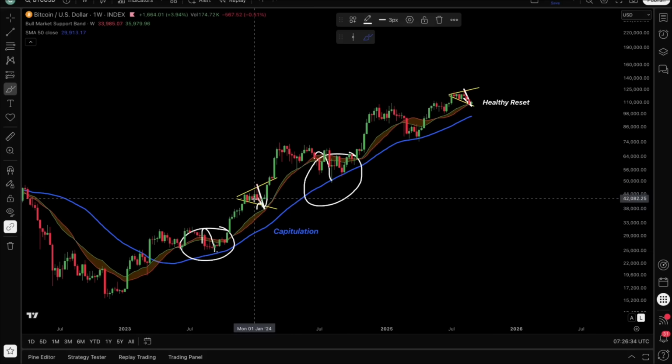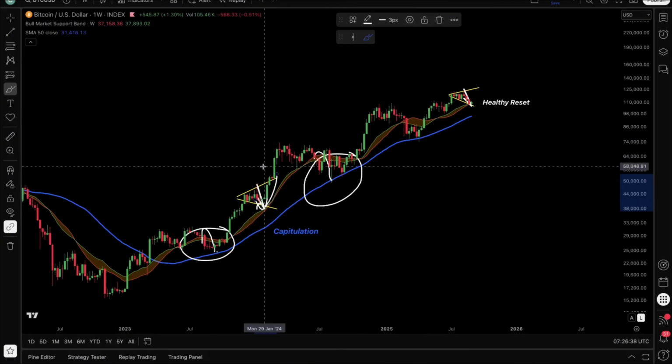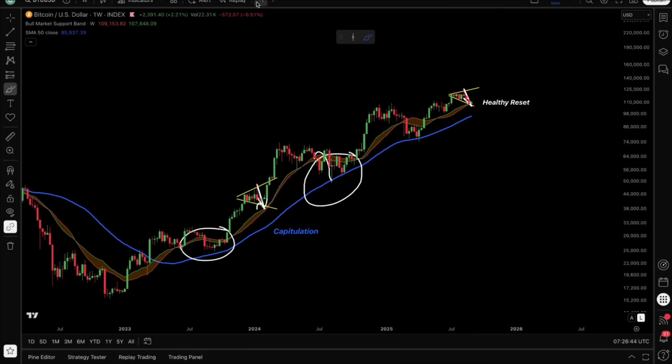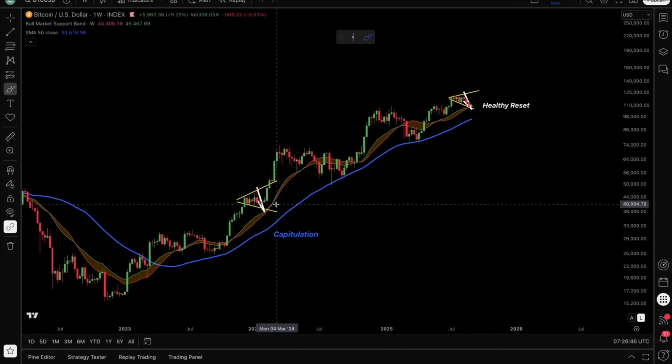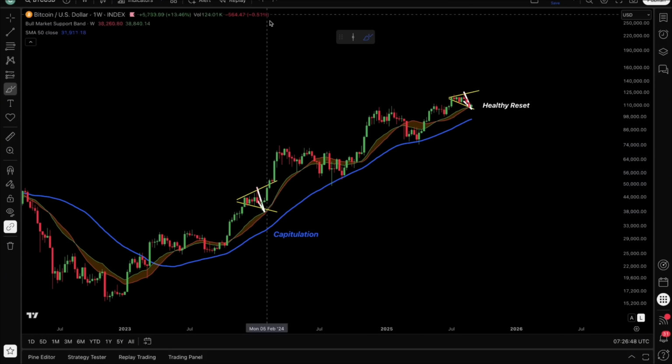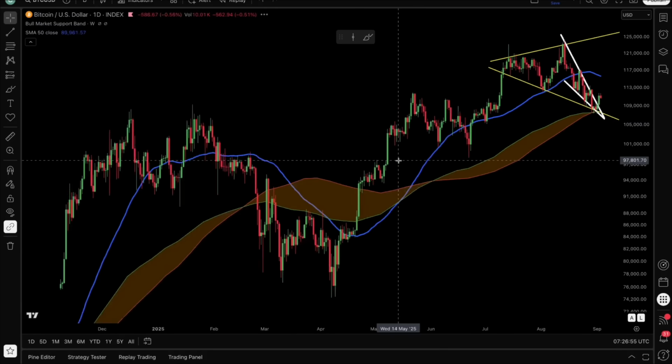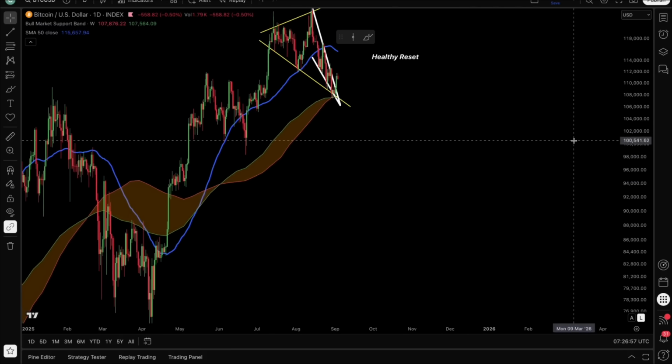But Bitcoin is bouncing on the bull market support band, and that bull market support band was major support at, for example, this 2024 pullback, the beginning of 2024, before we saw that massive ETF move higher. And basically now we are creating quite a similar setup like we saw over there in 2024. Let me zoom in a little bit on the chart.